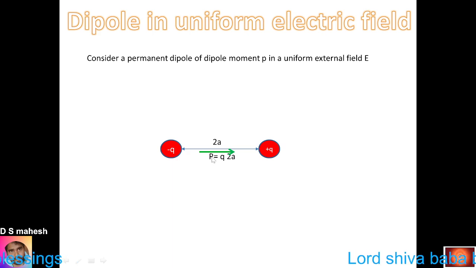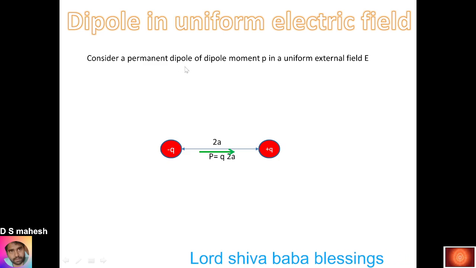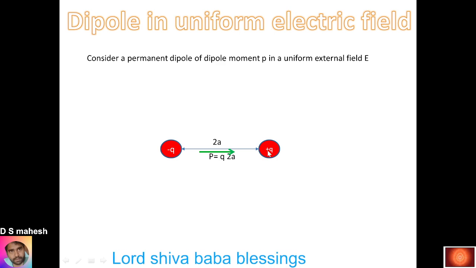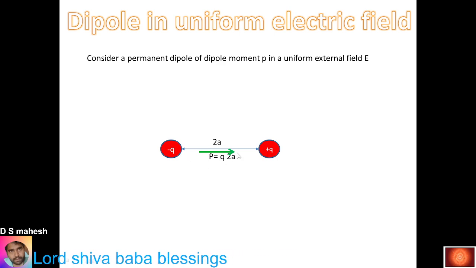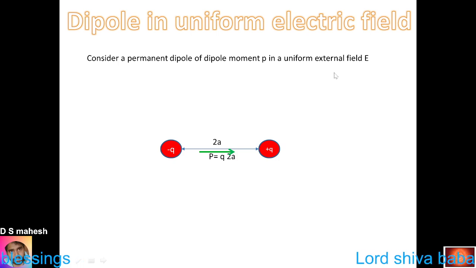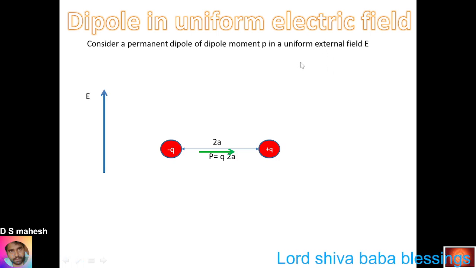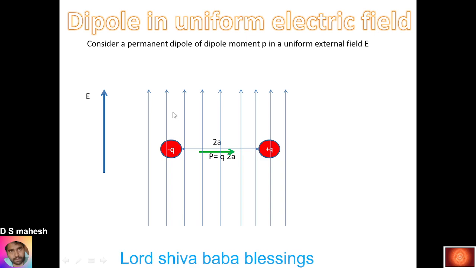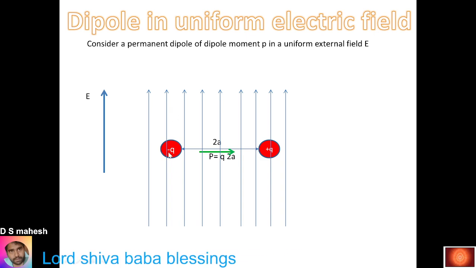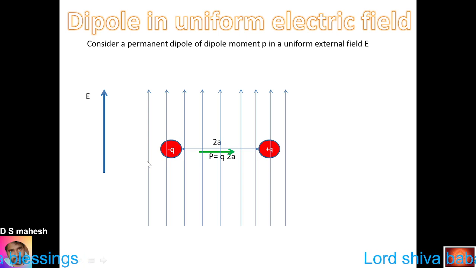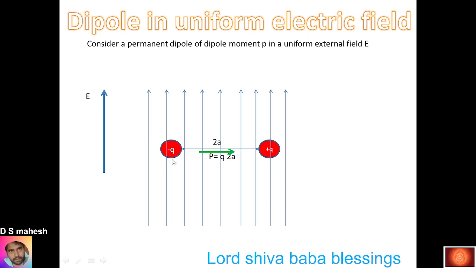If there is a dipole moment without the existence of any electric field, then that is called a permanent dipole. Now we are considering a permanent dipole with a dipole moment from minus q to plus q. Now let us apply an external field E, and that external field should be uniform. So we apply the external uniform electric field E over the dipole. When we apply the external field E, that produces force on both the charges.